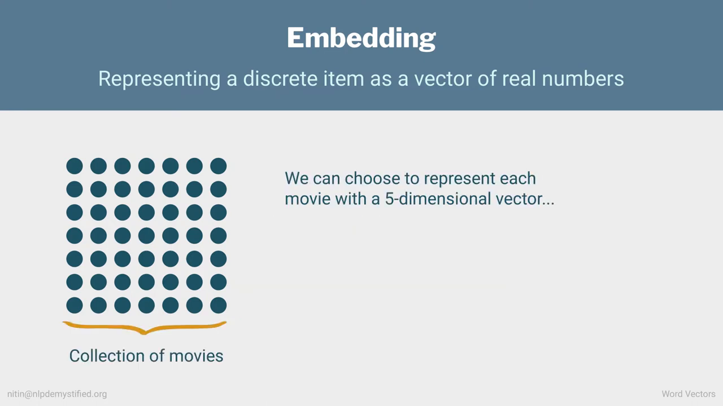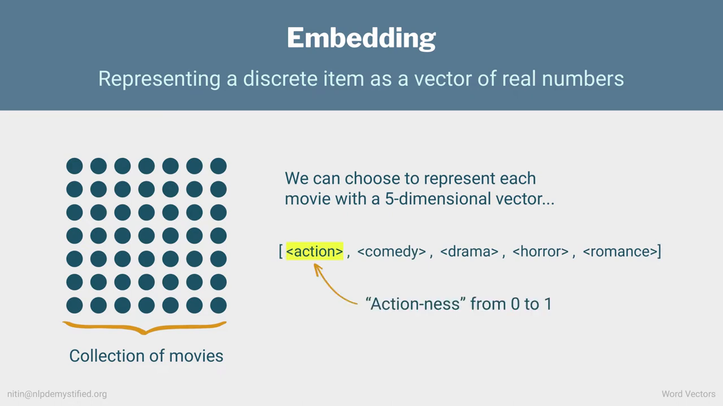For example, let's say we have a collection of movies and we want to represent each movie as an embedding. In this case, let's say a 5-dimensional vector. Each element of this vector can represent a genre, such as action, comedy, and so on. And we can rate the amount of action a movie contains on a scale from 0 to 1. I just made that scale up, but it can be anything. It can be minus 100 to plus 100 if you like. And we can do the same with the other elements as well.